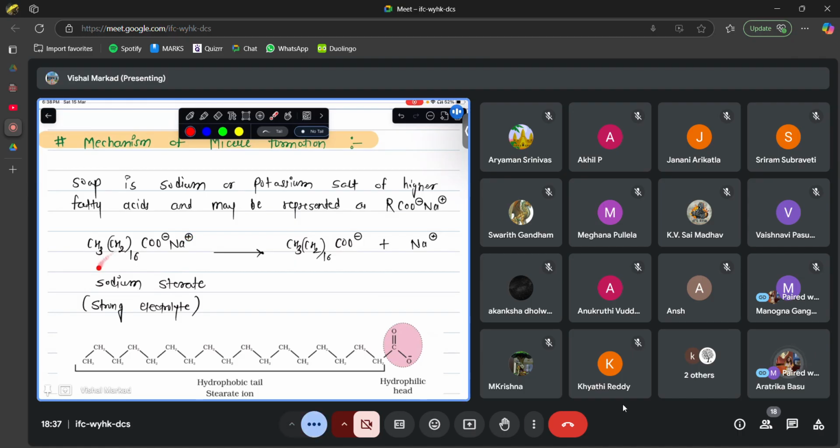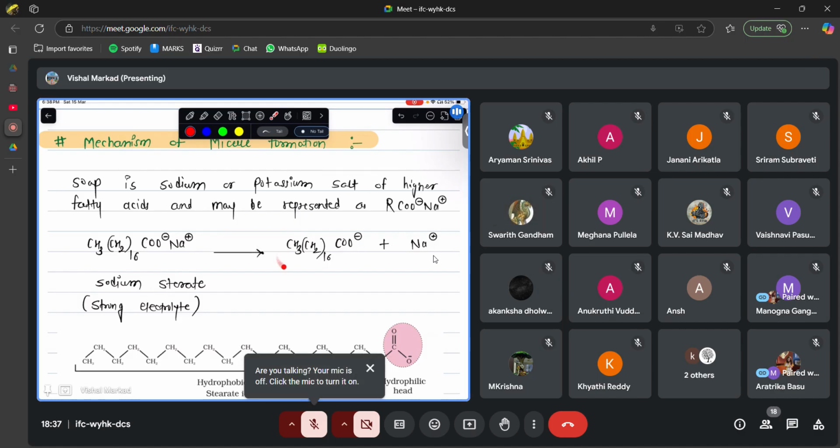How many carbon atoms are there? 18, right? Now C double bond ONa. Between this oxygen and this sodium, which bond is there? Ionic bond. So it will dissociate to give this part as the negative ion and sodium as the cation.